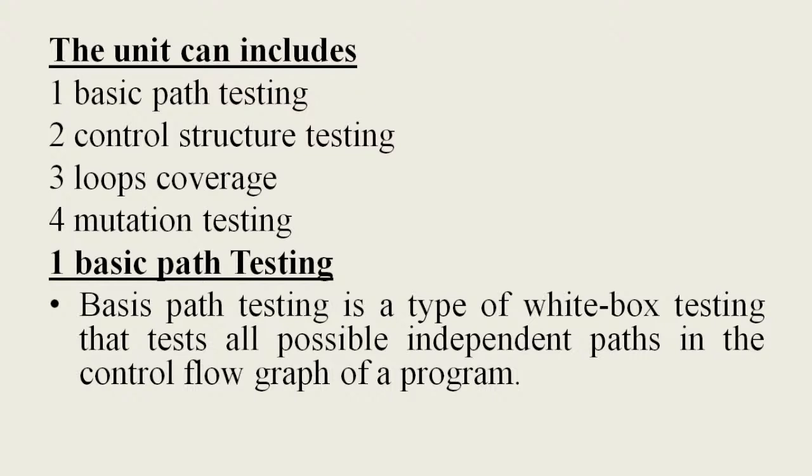So the levels of testing can be grouped into 4 categories. The first one is unit testing. Unit testing contains some stages. The first stage is basic path testing, the second stage is control structure testing, the third stage is loop coverage, and the fourth stage is mutation testing.